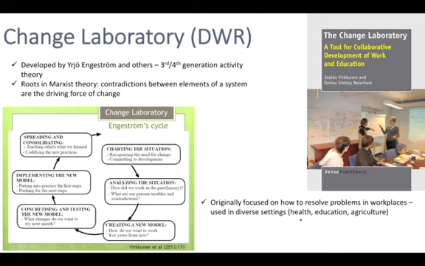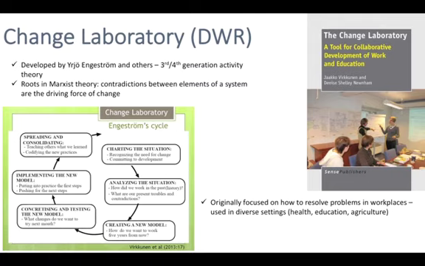Now, the change laboratory, or developmental work research, was developed by Yrjö Engeström and Virkkunen and others in Finland, and initially was associated with third generation activity theory and now fourth generation activity theory, which is increasingly around alternatives to capitalism. It has its roots in the theory of Marx. Marxism is a strong revolutionary, if you like, activist theory of the world, particularly a theory around capitalism and the kind of unfairness and the contradictions within it.